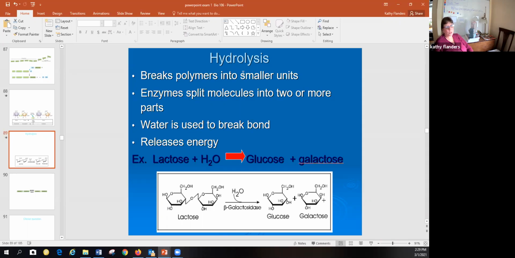The other thing is, remember that hydrolysis does not require energy, but dehydration synthesis and condensation do. Remember, that's building up muscle versus sitting on the couch.